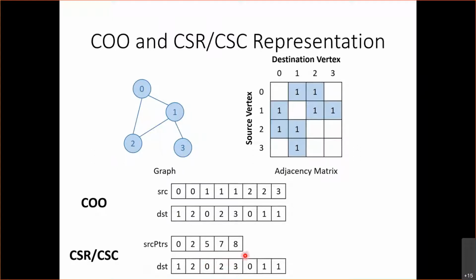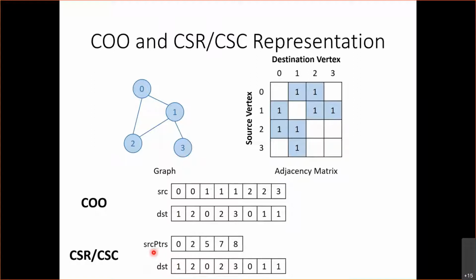And the fifth one is not included. And as you can tell, 1 has the neighbors 0, 2, and 3. Here 1 has the neighbors 0, 2, and 3. Okay, so this is how we can use CSR to represent a graph.